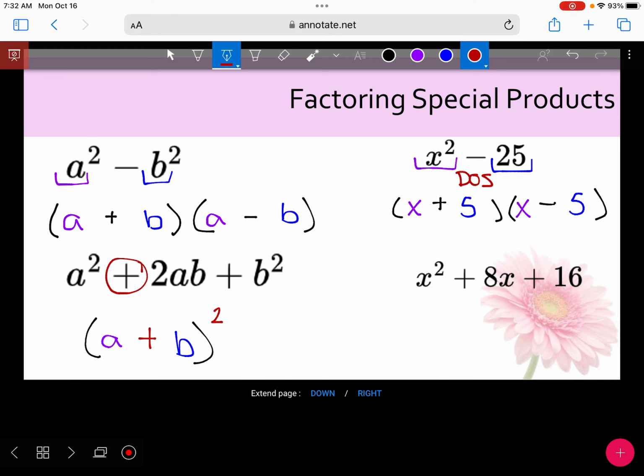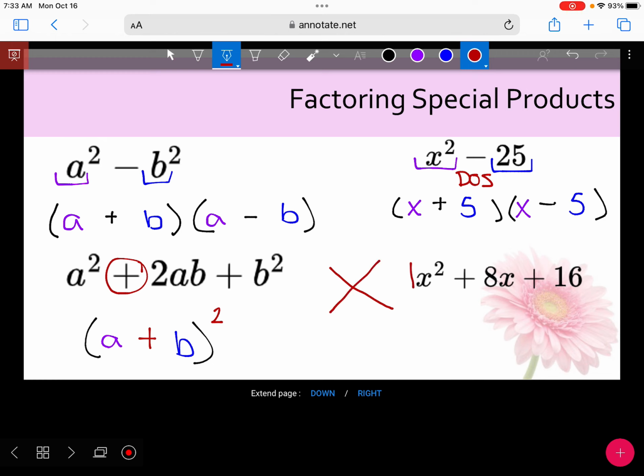This only works if the middle term is the square root of this guy times the square root of that guy times 2. This is one of those ones that might just be easier to box it and notice what's happening. So I'm going to do the right-hand side one by boxing it.